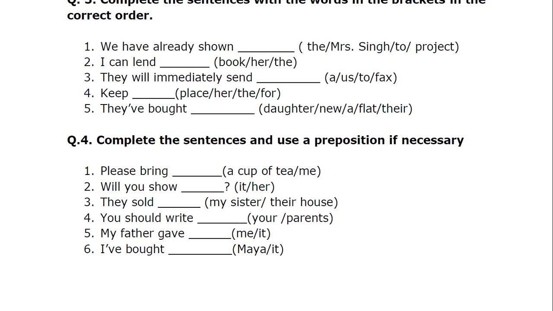Okay, will you show it to her? Now you can't write it in both ways over here. So here you have to add the preposition to. Will you show it to her? You can't say her to it, correct? So it to her. You will add to. There is no preposition given, but it needs to be there, so you will add it. Okay. They sold my sister their house. You should write your parents. My father gave me it. I bought Maya it.